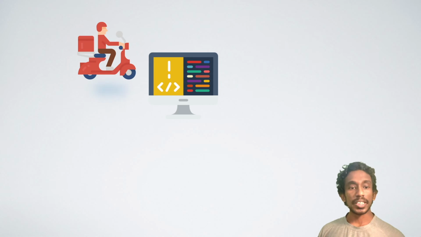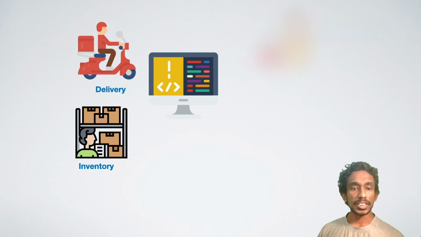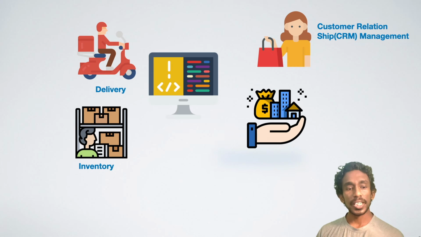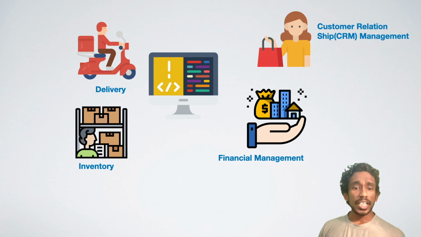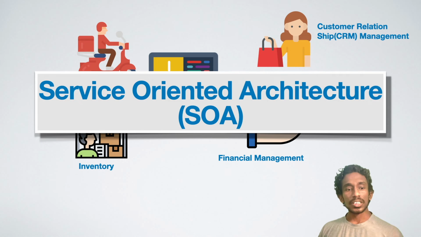When software gets bigger and bigger, more components need to be added. Your shopping application might need delivery management, inventory management, customer relationship management, financial management, and so on. Having all of this in a single business logic layer makes a big mess. Tiered architecture does not give a solution for these growing system requirements. It is time to move away from the tiered architecture to the service-oriented architecture.